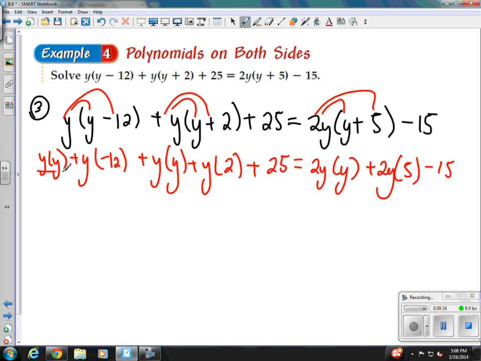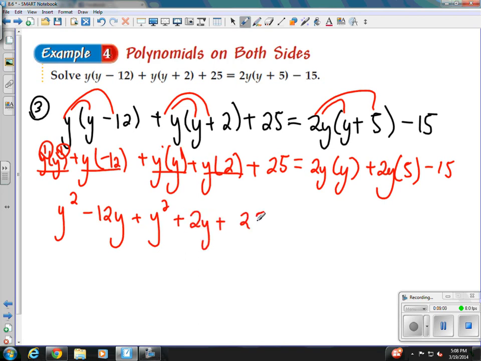Now we come through and we multiply. Y times y, there's no coefficients, but I have a y to the first and y to the first. We add their exponents so that 1 and 1 makes 2. Y times negative 12 is negative 12y. Y times y is y squared again because 1 and 1 makes 2. And then y times 2 is 2y. And my 25 drops. And it equals 2y times y, so the 2 has nobody to go with, so he drops down, and then y to the first and y to the first makes y squared. And then 2y times 5 gives us 10y, and my minus 15 drops down.